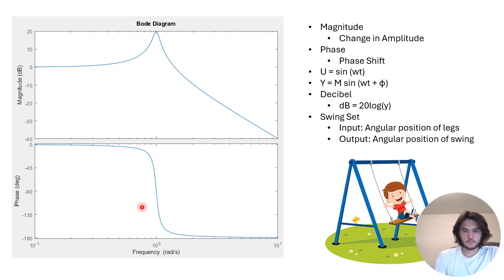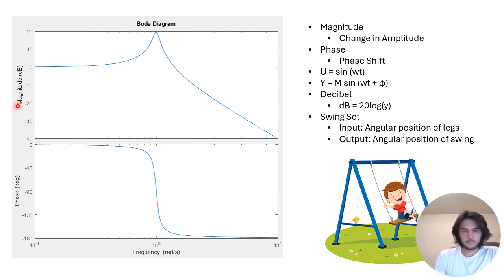To start, we have magnitude. Magnitude is how much difference there is between the amplitude of your input and your output. So if your magnitude is 5, that means that your output's amplitude is 5 times the amplitude of your input.